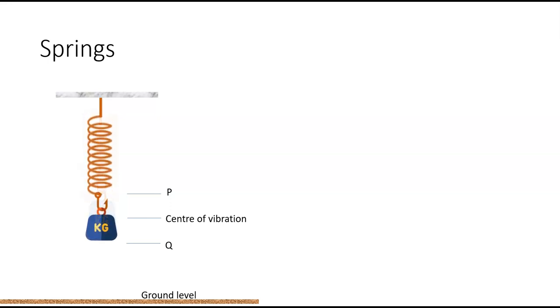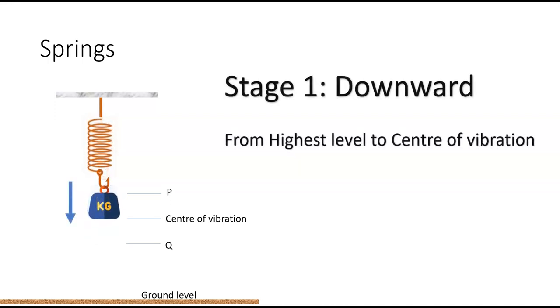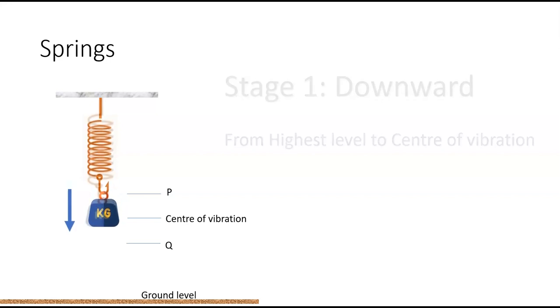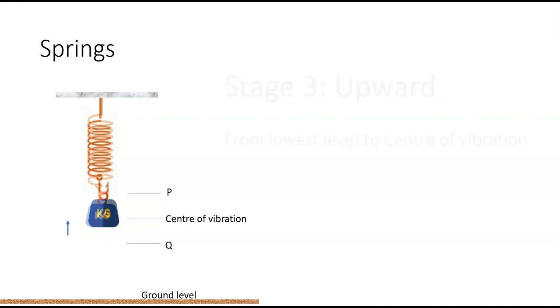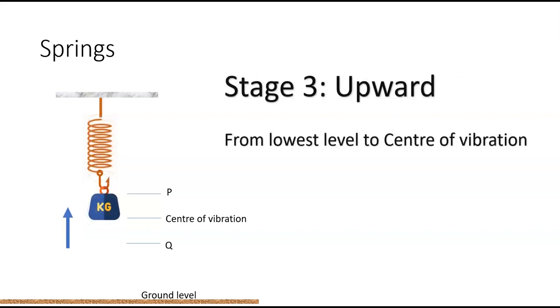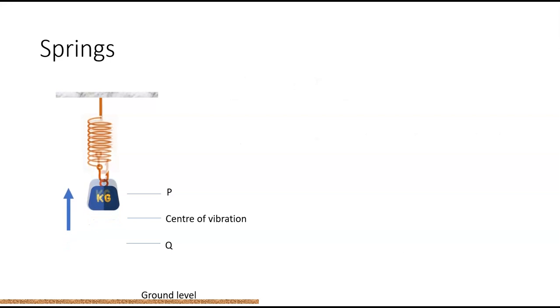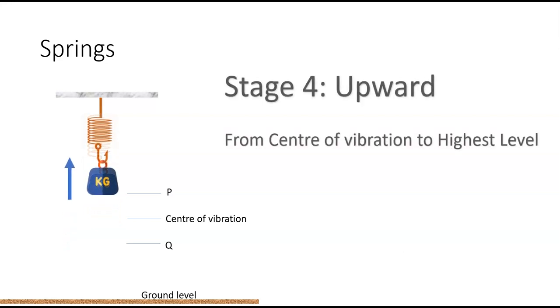As the spring vibrates between point P, the highest position, and point Q, the lowest position, we shall divide each cycle into 4 stages. From the top, point P, to the center of vibration, then stage 2 from the center of vibration to the lowest level point Q. Then stage 3 is the upward direction from point Q to the center of vibration, and finally from center of vibration back to point P.